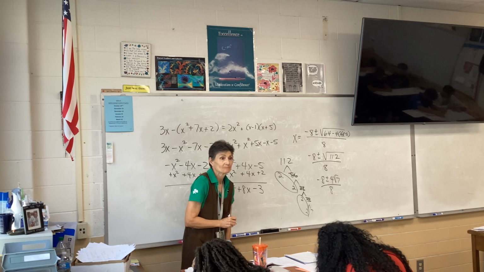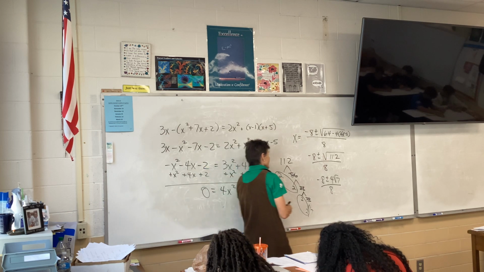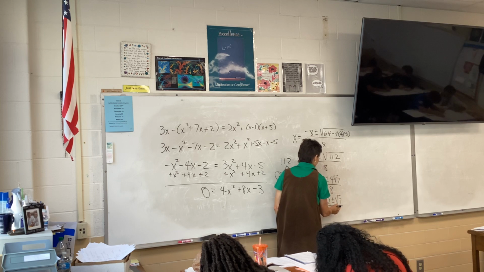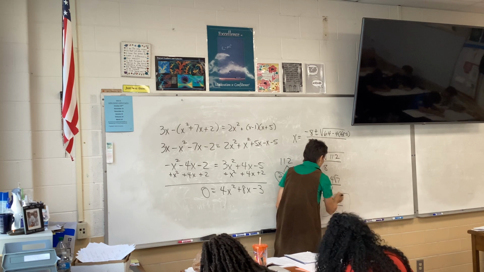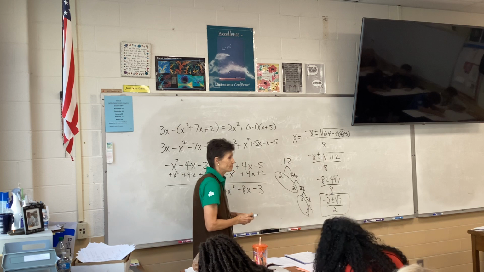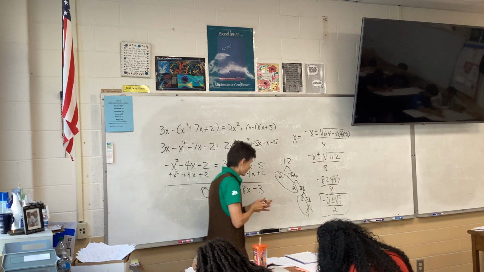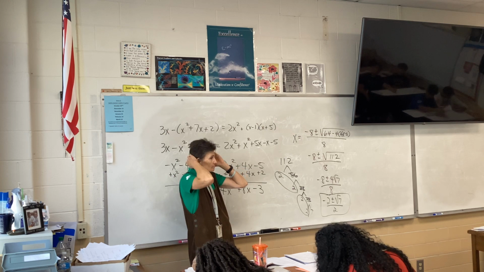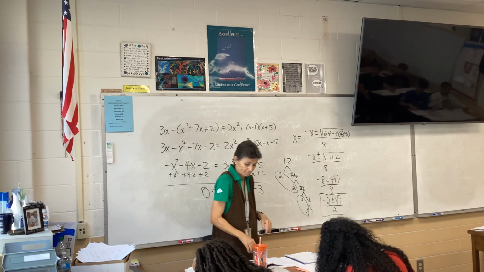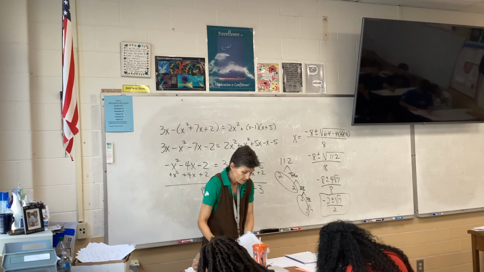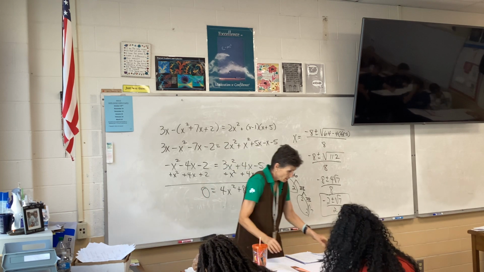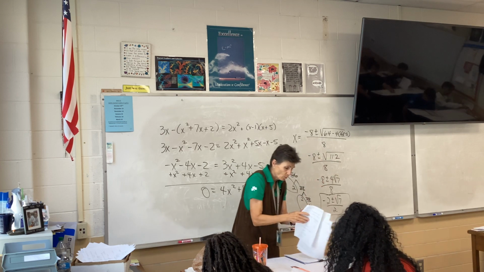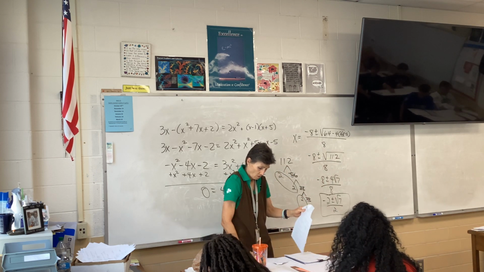Now can I cancel? Yes. I can take a 4 out of everything, so negative 2 plus or minus root 7 over 2. And there's our final answer. All right? Yes, Mrs. Ford, that's awesome. Okay, so that's gonna be our quiz on Monday.